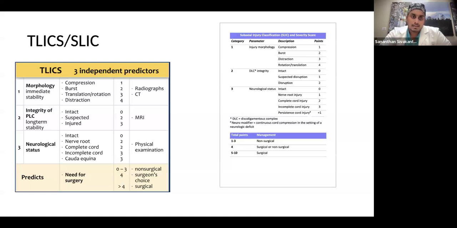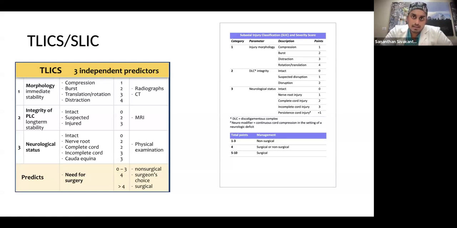And with that, the next schemes that have been developed are the TLICS and the SLIC classification systems. TLICS being the thoracolumbar injury classification system, and SLIC being the subaxial injury classification system, both of which essentially look at the same three categories. The first being the morphology of the fracture. Is it a compression fracture? Is it a burst fracture? Is there a distraction, or is there translation?